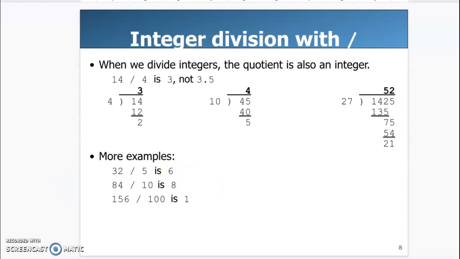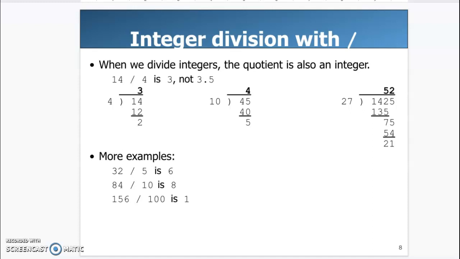The 2, the remainder 2, would be the result from a modulus. So 32 mod 5 would give me 2. Getting used to integer division and modulus is something we really want in our toolbox to be able to refer to some of these examples.